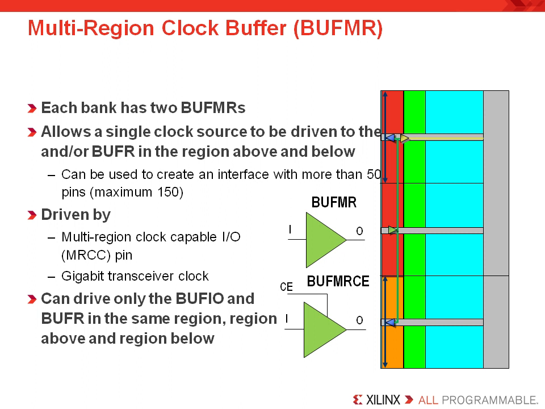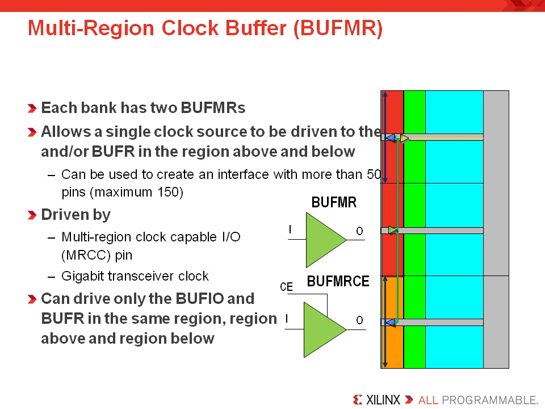Now each bank has two BUFMRs. These allow you to take a clock signal from the BUFIO resources and allow it to span into neighboring clock regions. So they allow a single clock source to be driven to the BUFIO and to the BUFRs in the region above and below the source clock region.